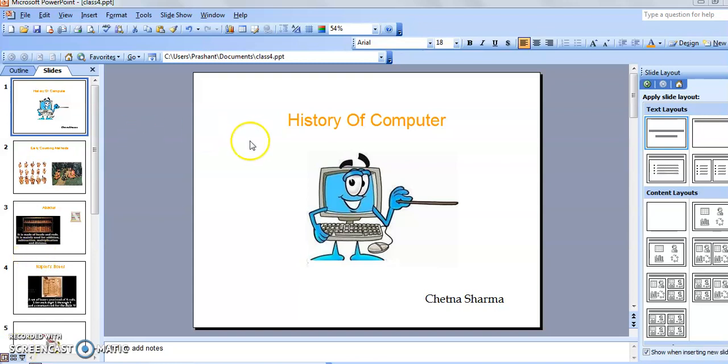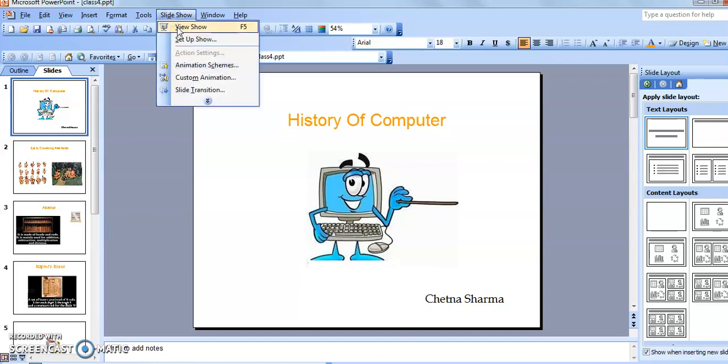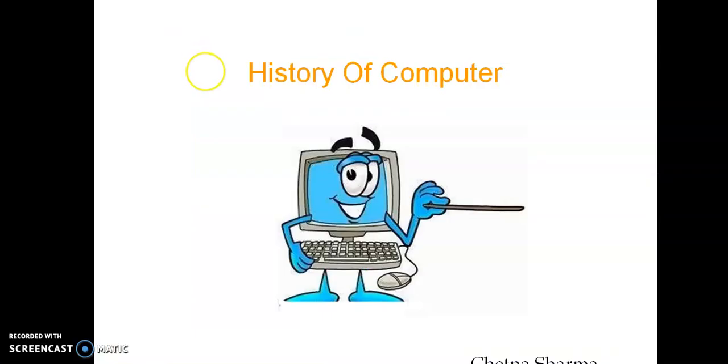So today we will learn the topic, that is history of computer. The computer is the basic necessity of nowadays, but can you imagine a life without a computer? No, but there was a time when there was no computer. So if you want to know what happened at that time, we have to go back to that period of time.